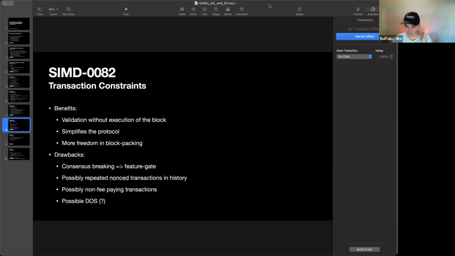Does the SIMD include relaxing the entry constraints, or is that separate? So that's what SIMD 83 is. We can move to that if nobody else has any more comments.